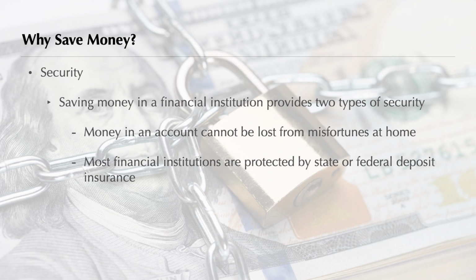Saving money in a bank or other lending institution provides 2 types of security. First, money in a bank account cannot be lost because of misfortunes in the home, such as fire or theft. Second, most financial institutions are protected by state and federal deposit insurance. These insurance plans protect savers from losing their money if the institution closes.